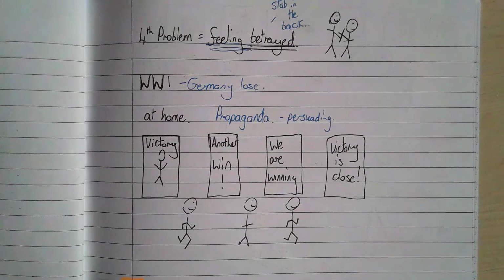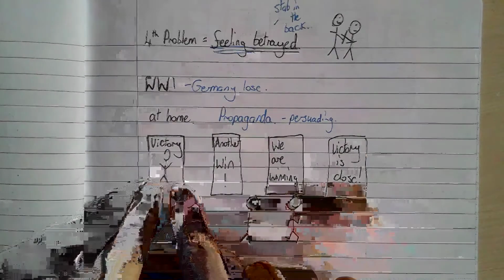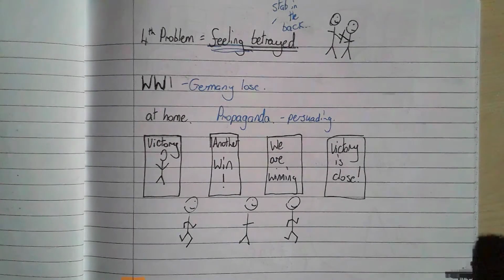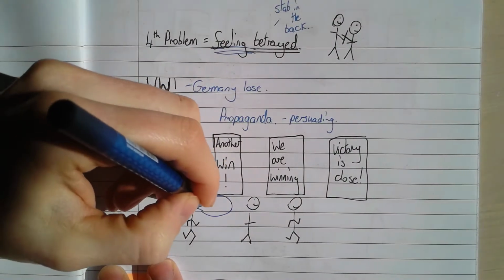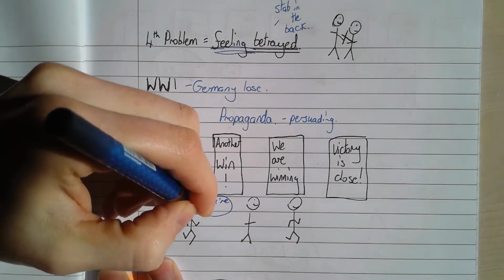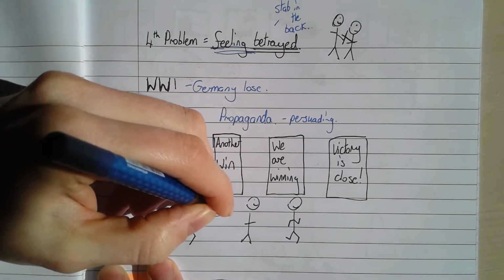So, for instance, what was happening at home in Germany at the time is you'd have all these posters. So you'd have pictures of soldiers winning. You know, people would say, oh, another victory, we're winning again, victory is close, we're going to win soon, don't worry. Imagine if this is told to you all the time. They started thinking, we're winning. People at home genuinely thought they were going to win.